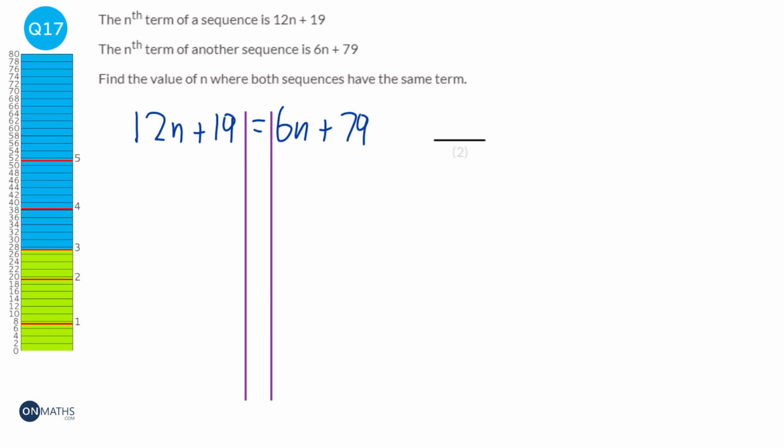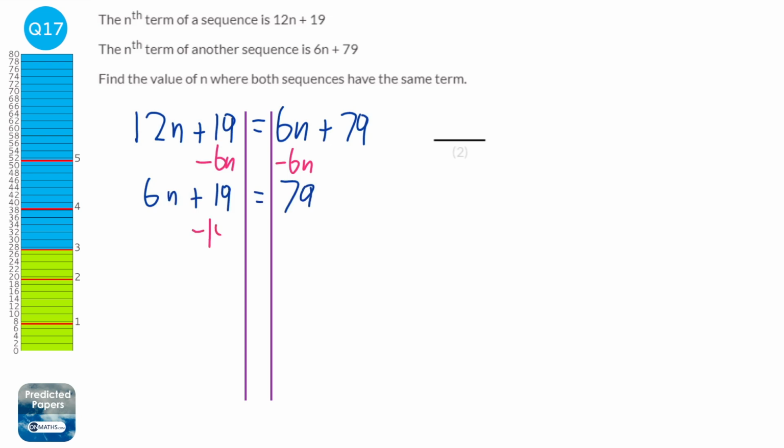So we look to see which is the smaller amount. So we've got 12n and we've got 6n. So the smaller amount is the 6n. So we're going to take away 6n both sides. And so that would be 6n plus 19. And we've got rid of the 6n, so just 79. Next thing we're going to do is get rid of the 19. So take away 19 both sides.